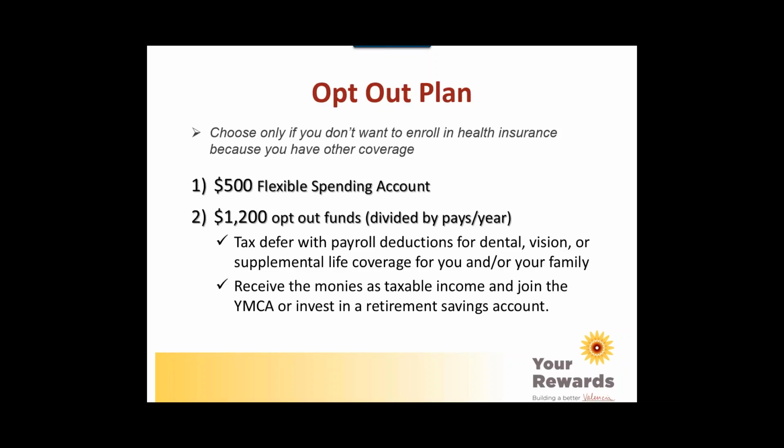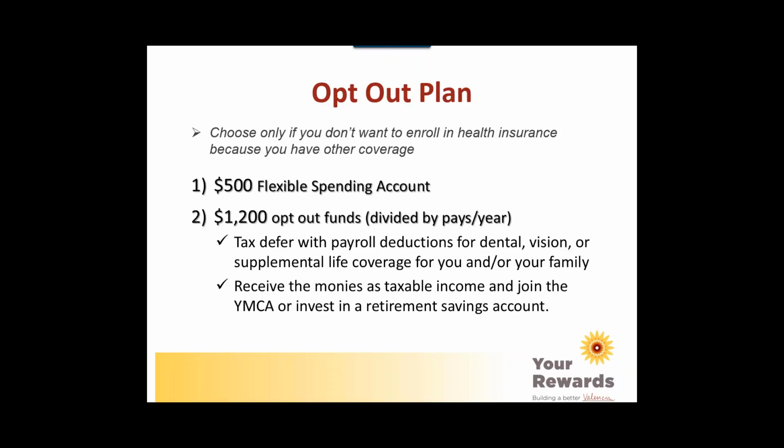So the opt-out plan for 2016, the first component of it is a $500 flexible spending account that you can utilize for eligible medical, dental, and vision expenses that are not covered by your other insurance. In addition to that, you'll also receive $1,200 in opt-out funds that are going to be divided by the number of pays per year that you have.